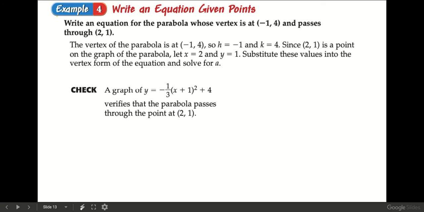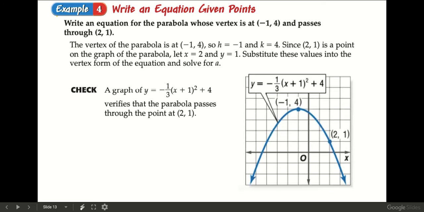And if you wanted to check this, obviously you can take this equation and graph it, right? You can use a program like Desmos and graph it, check it to see if it works, right? So here's our equation, here's our graph. It goes through the point negative 1, 4 for its vertex, and it passes through the point 2, 1. So clearly it fulfills the information that we were given.